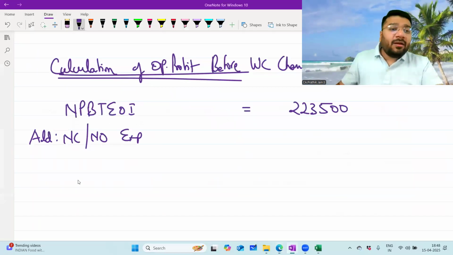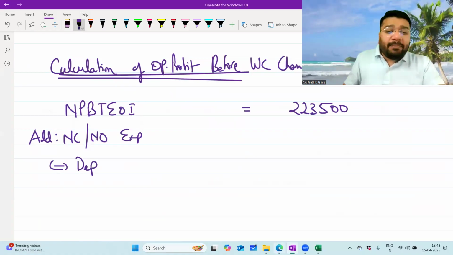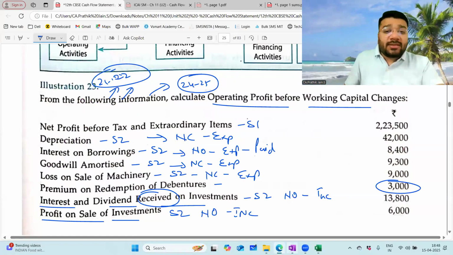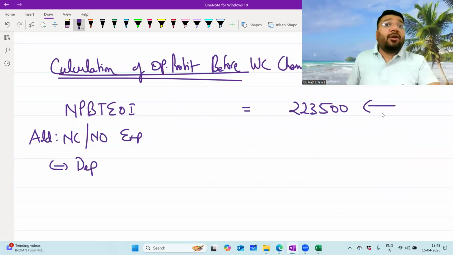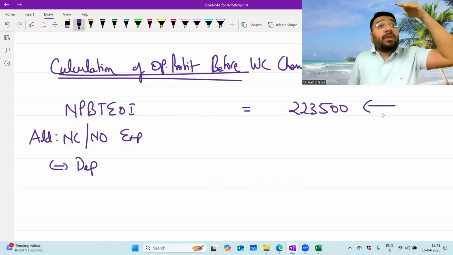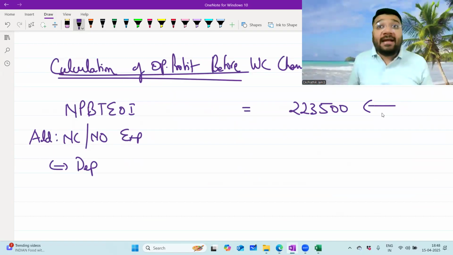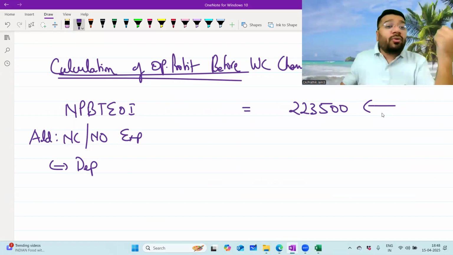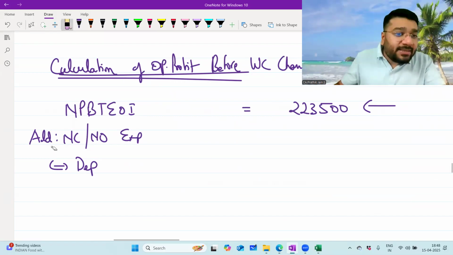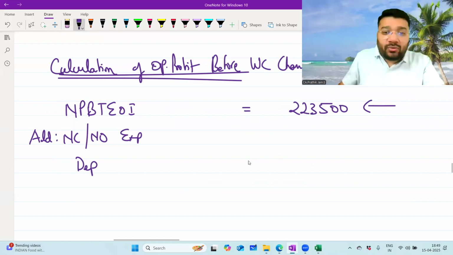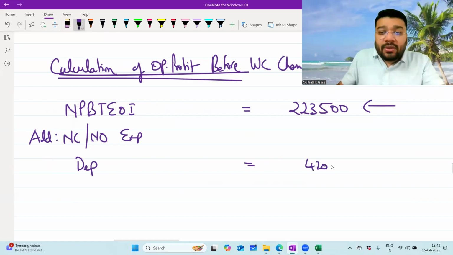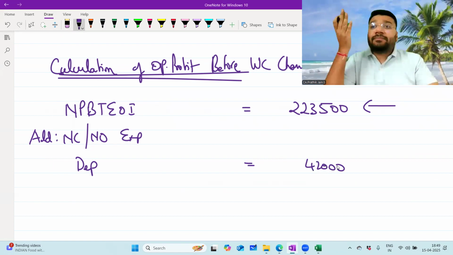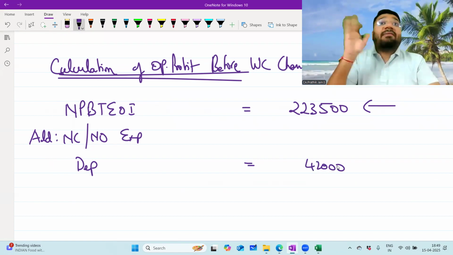Now, add non-cash and non-operating items. What is the first item? Depreciation. Sir, why are you adding? Sir, depreciation is already subtracted. That is, when I got this 2,23,500, how did I get this? From my total income, I subtracted depreciation. Is it right? No, because I had not paid any money for that. So to cancel that, what am I supposed to do? Add back. So add depreciation. How much? 42,000. Guys, are you able to understand why are we adding? Is the logic clear?